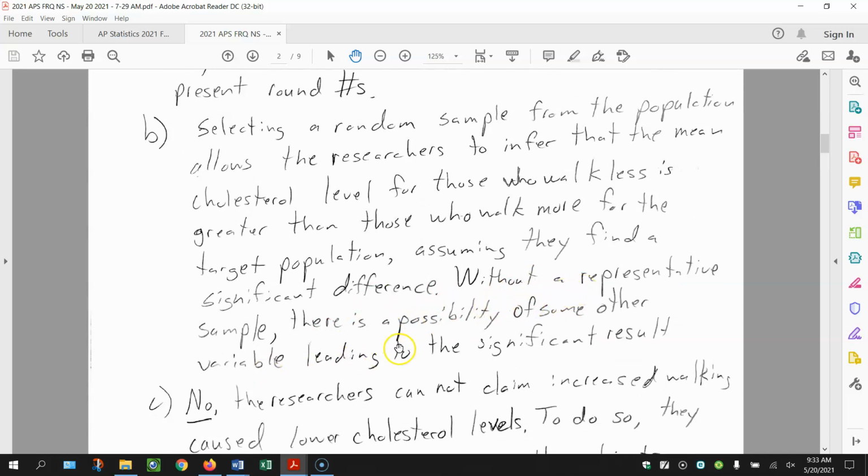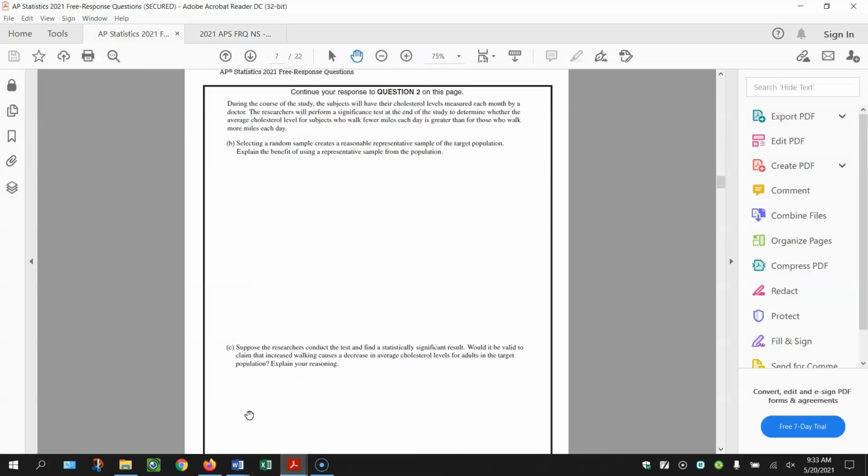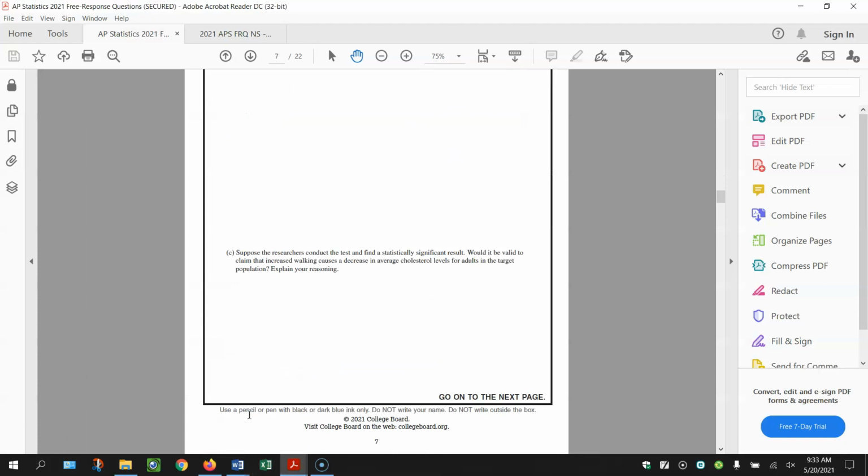So without a representative sample, there's a possibility of some other variable leading to a significant result. Okay, I think that's kind of talking about confounding. I didn't go down the confounding route. To me, that's not the random sample piece. To me, it's being able to generalize to that larger target population because those subjects are representative of that larger population. Okay, part C, suppose the researchers conduct the test and find significant results.